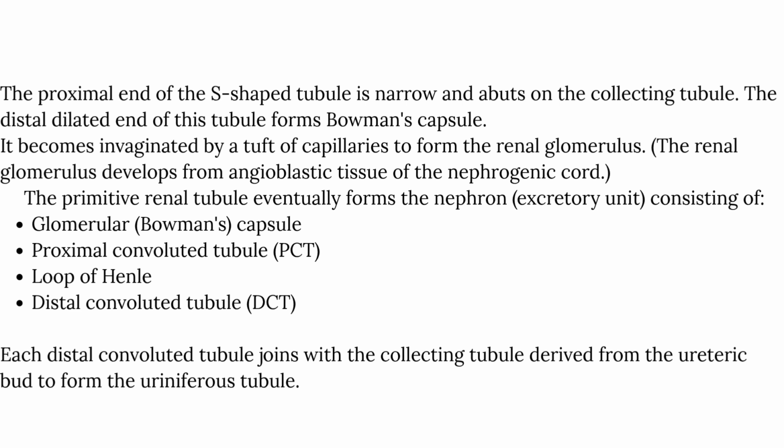The primitive renal tubule eventually forms the nephron, the excretory unit, consisting of the glomerulus, Bowman's capsule, proximal convoluted tubule (PCT), loop of Henle, and distal convoluted tubule (DCT). Each distal convoluted tubule joins with the collecting tubule derived from the ureteric bud to form the uriniferous tubule.